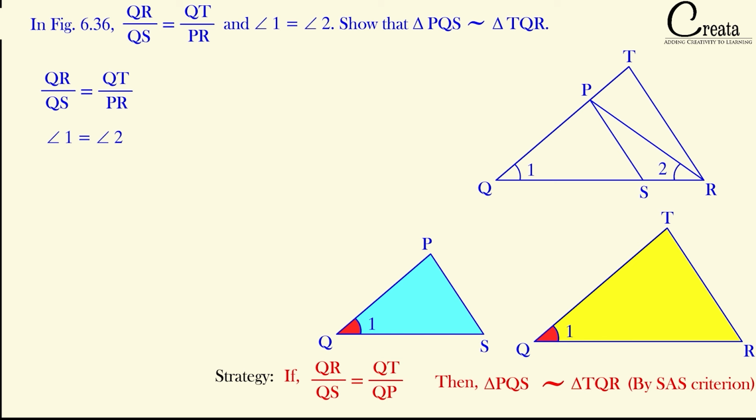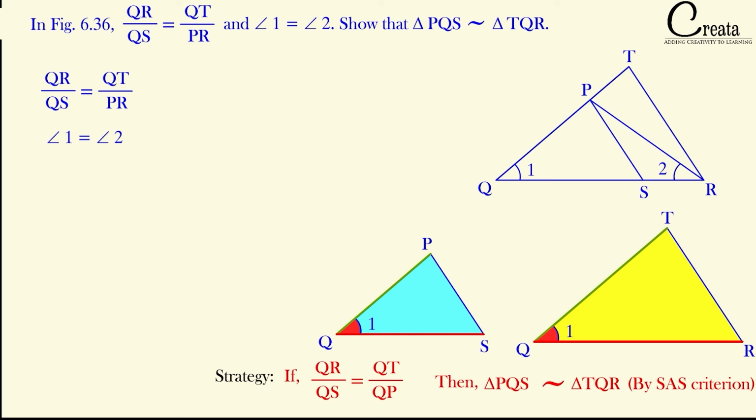So let's take the corresponding sides. Here QR is corresponding to QS and QT will correspond to QP. So the corresponding ratio that will form is QR upon QS is equal to QT upon QP. Somehow we have to get this equation. Let's see how we can get this equation. Once we get this equation, by SAS rule we can simply say both the triangles are similar to each other.